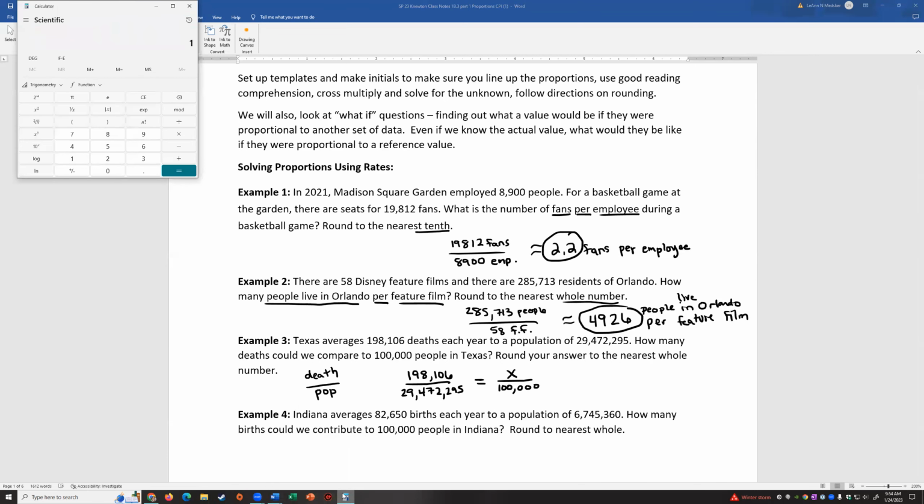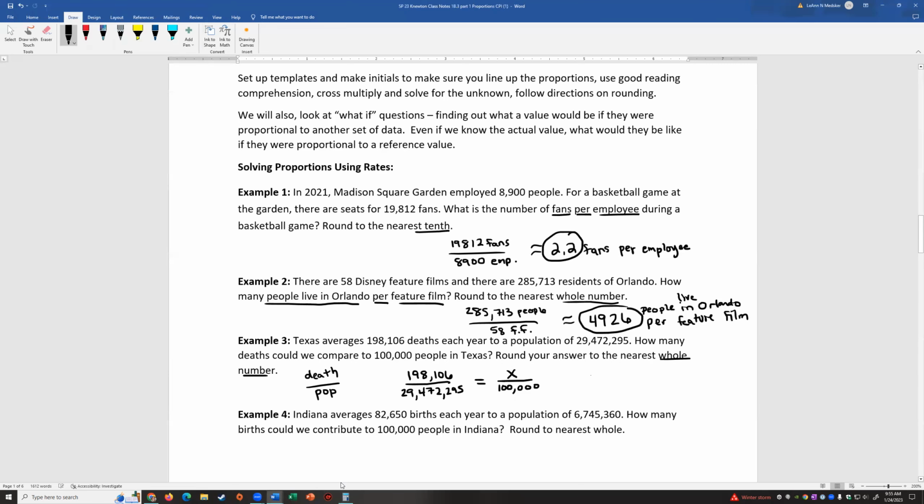So we're going to cross multiply. So that's 198,106 times 100,000. And that's going to be really big. I'm not going to write all this down. Then we divide by the 29,472,295. Because remember, you would divide by the one that's next to the X when we cross multiplied. So that's going to be, rounded to the nearest whole number, 672. So we have approximately 672 deaths per 100,000 Texans.